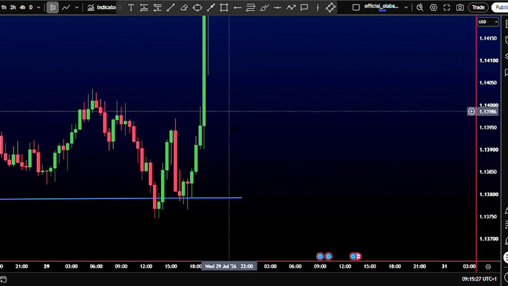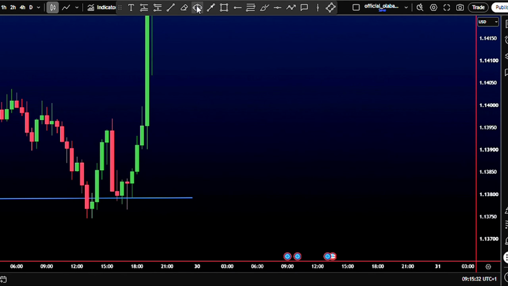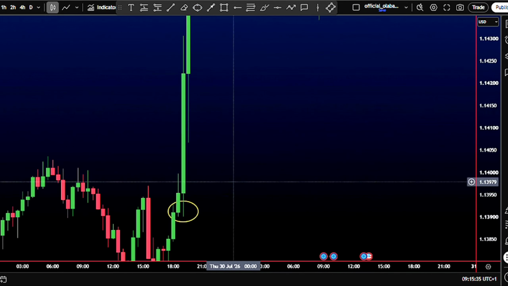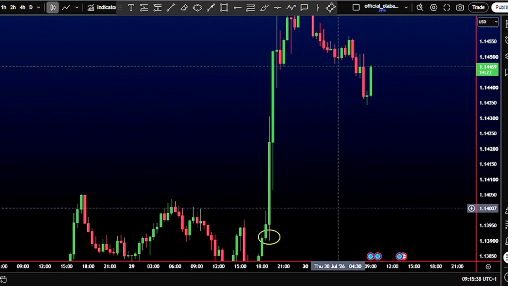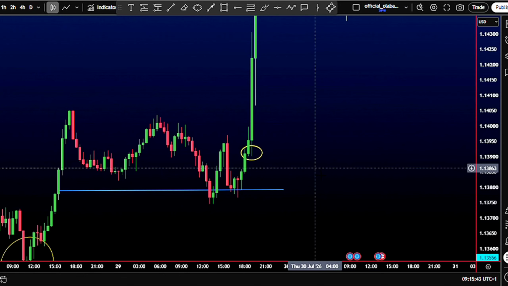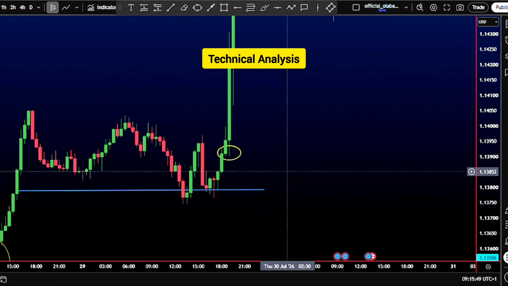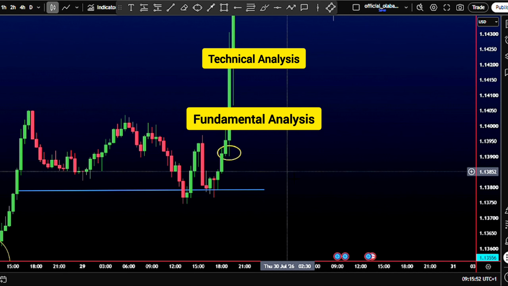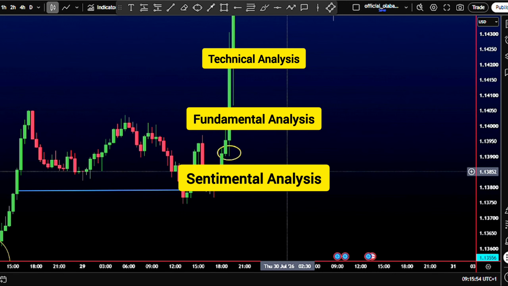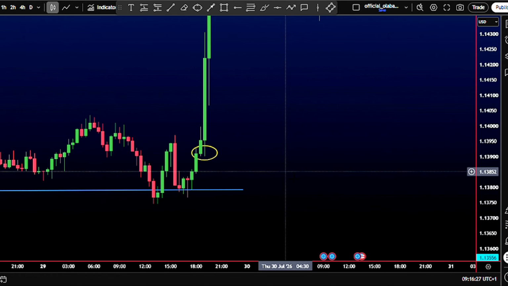We are dealing with FOMC, so this is where the news came out. You could see this is where the news came out, and from this place, look at how high it pushed aggressively upward. One thing you have to know that must have caused this aggressive move is that technical analysis, fundamental analysis, and in fact, I would say even sentimental analysis, everything was lining up, falling into place. That's what caused this price to move aggressively like that. It was like a triple threat, so the pressure was too much.